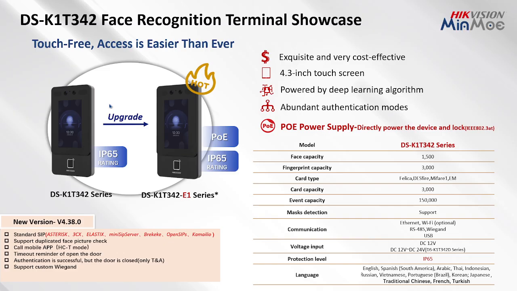Then you have 342, bigger than 323. You see the face capacity is now 1,500. We have the 3,000 fingerprints. Then multiple card types. 3,000 cards, 150,000 events, and it's IP65, so can be installed outdoors. So with this access control, we upgraded from the 342 to -E1, introducing PoE for that product.